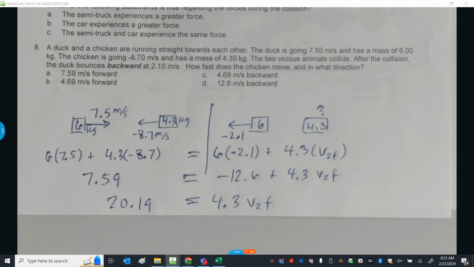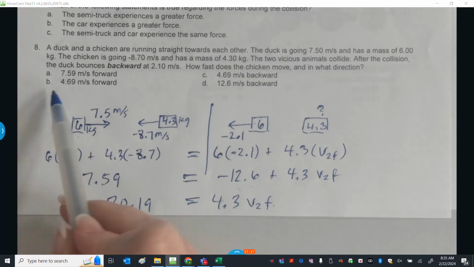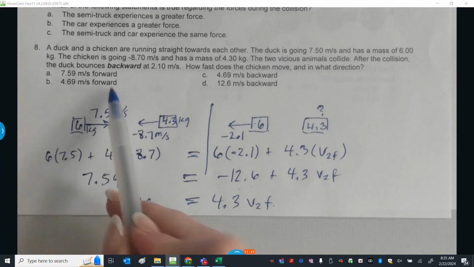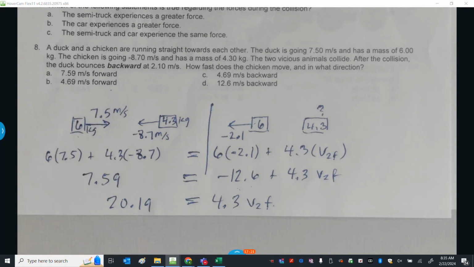I already know which way the chicken's going to go. He's forward. It's a positive number. Now we just have to get the number. 20.19 divided by 4.3 gives me 4.69, and it keeps going from there. But it's, again, a positive number, so it's going to be 4.69 meters per second forward. That is answer choice B for number 8.